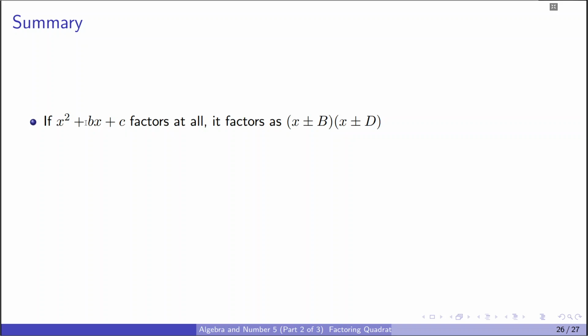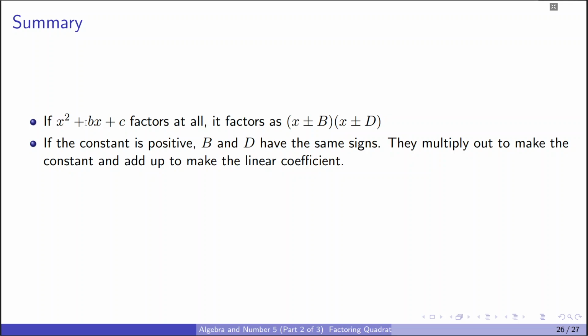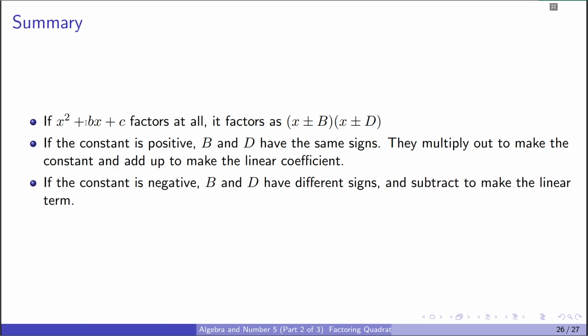In summary, if x squared plus bx plus c factors at all, the factors will be x plus or minus a constant b and x plus or minus a constant d. If the constant term, that lowercase c, is positive, b and d have the same signs. They have to multiply out to make the constant and add up to the linear coefficient. If that constant term c is negative, b and d have different signs. You've got to subtract them to make the linear term if the factoring is possible.